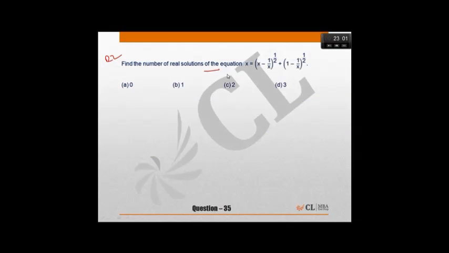Number of real solutions. I can't solve this, I'll skip this question. 4 cards are picked from a pack of well-shuffled cards arranged. No, I'll skip this one, not to be attempted. It'll take time.